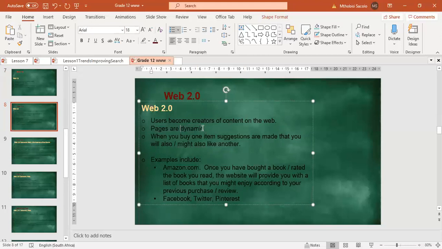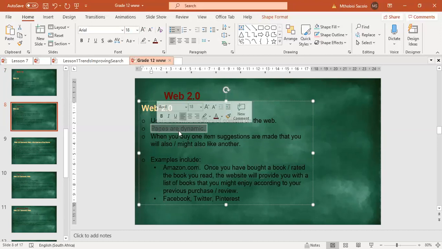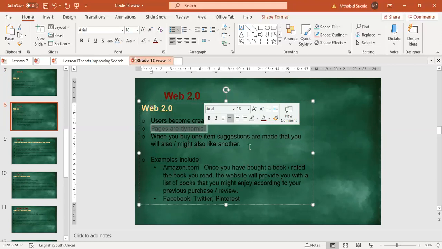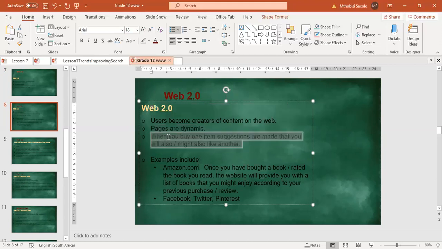Another thing is that in web 1.0 we had static websites. Right now, web pages are dynamic. A dynamic website is not going to give you the same information every time. The information that is there in the website is going to change. It is not going to remain the same every time you open it.